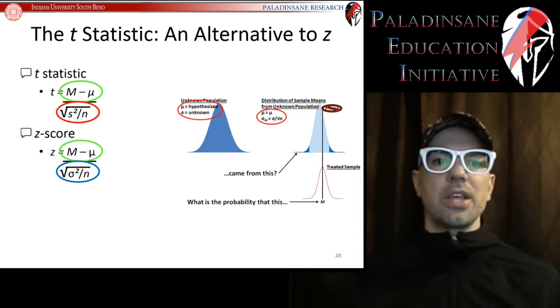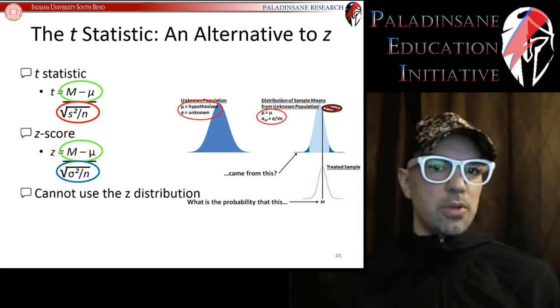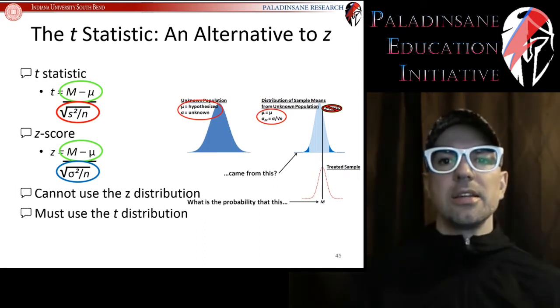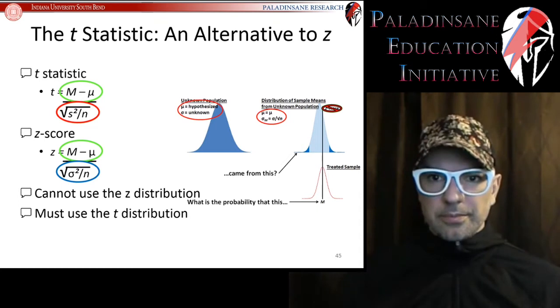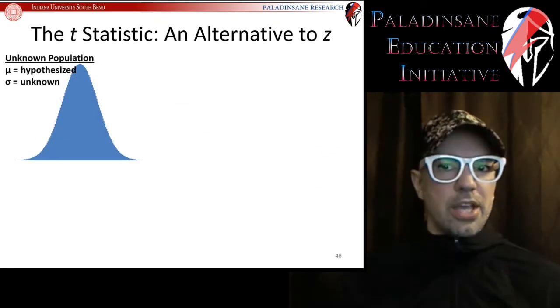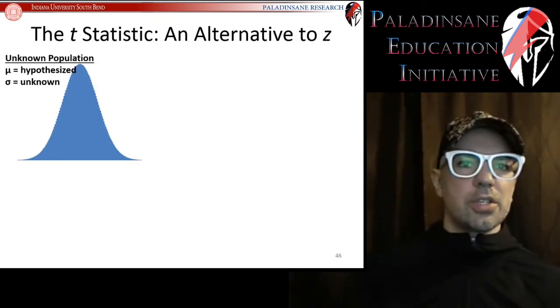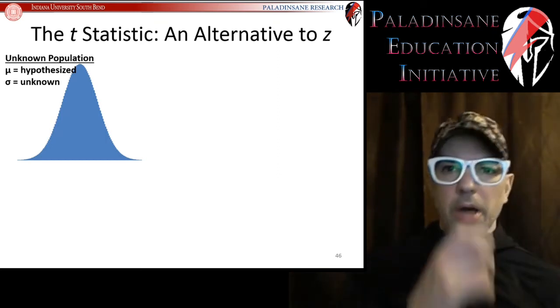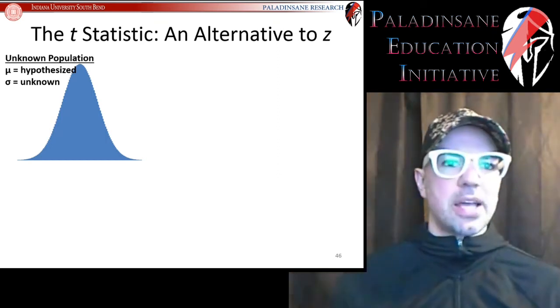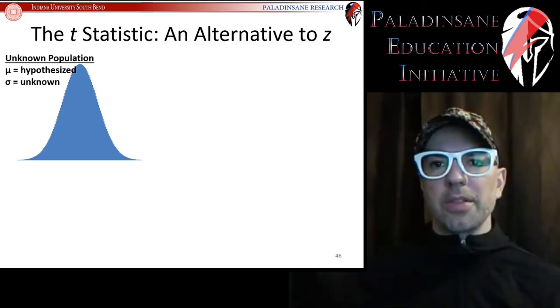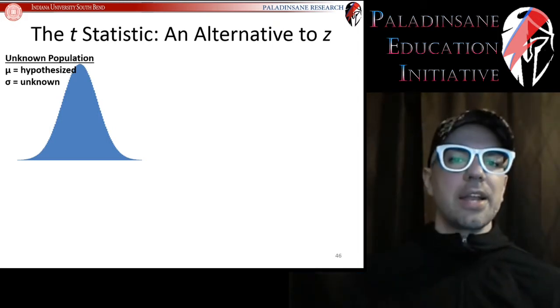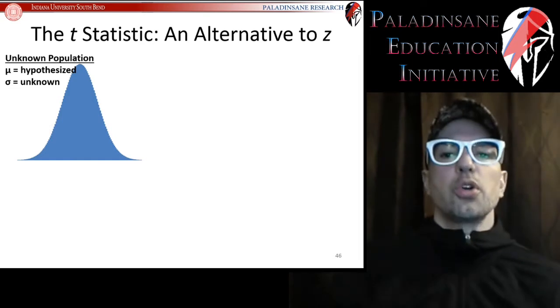So it's exactly the same. It's just that now we cannot use the z distribution. We have to use that t distribution. All right, so we have those changes. So now here's the situation that we have. We have an unknown population. However, it's got a hypothesized mean. We know what this population would look like if the null hypothesis was true.